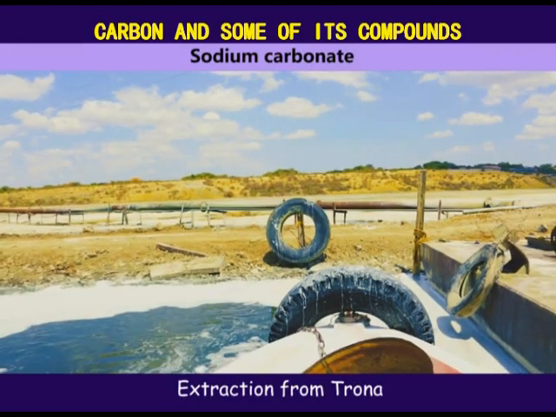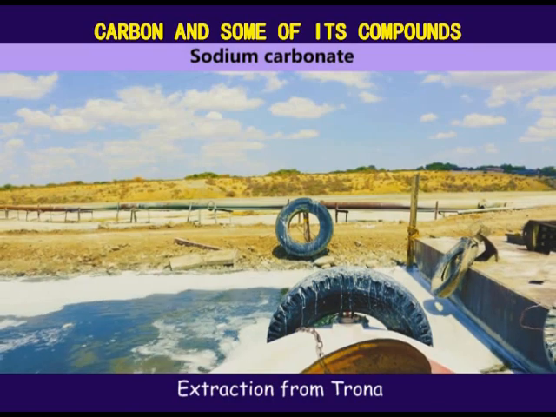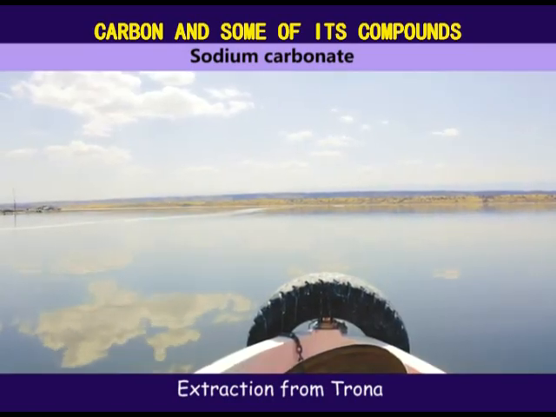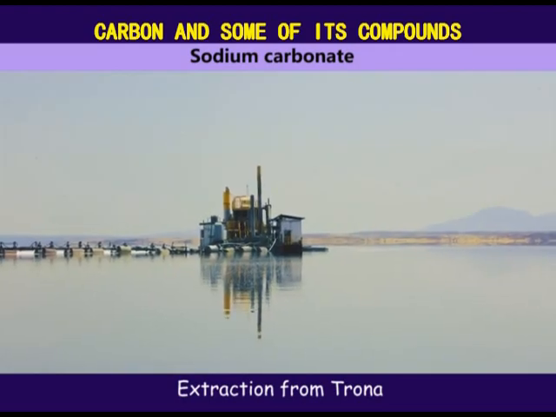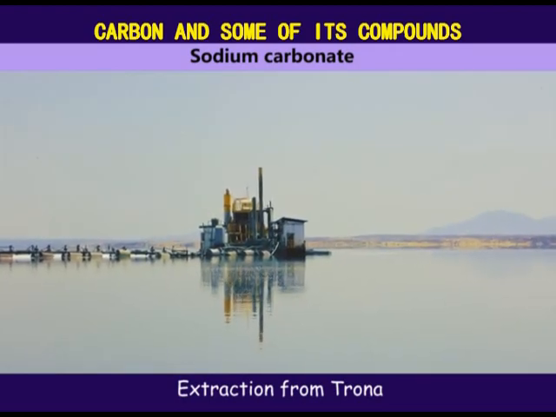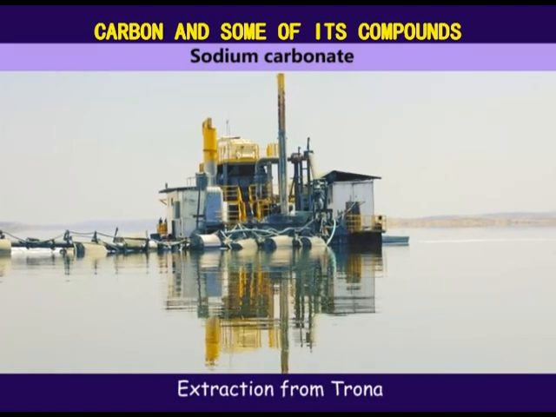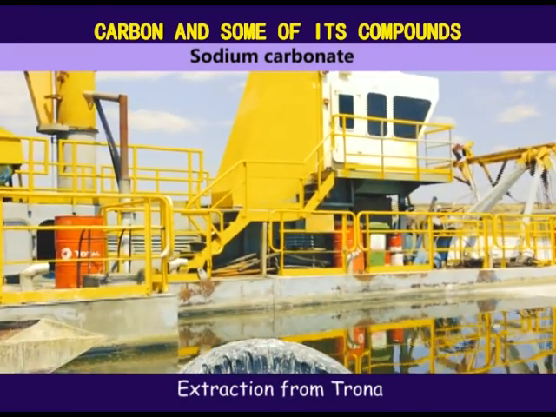It is found in some lakes in Rift Valley. These lakes have only inlets but no outlets. In Kenya, trona is mined at Lake Magadi. Here, the placer mining method is used. This is mined using the dredging technique, using a special machine called the dredger.